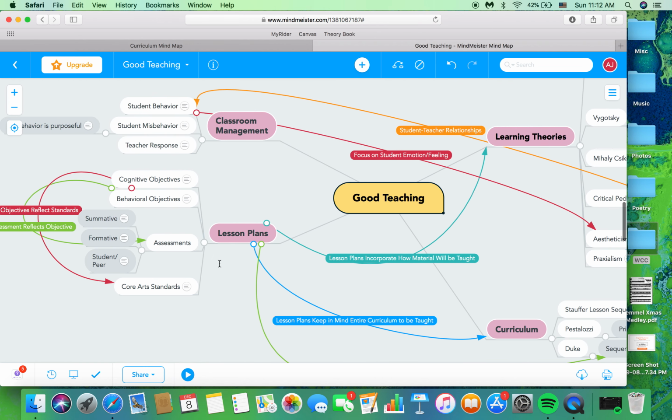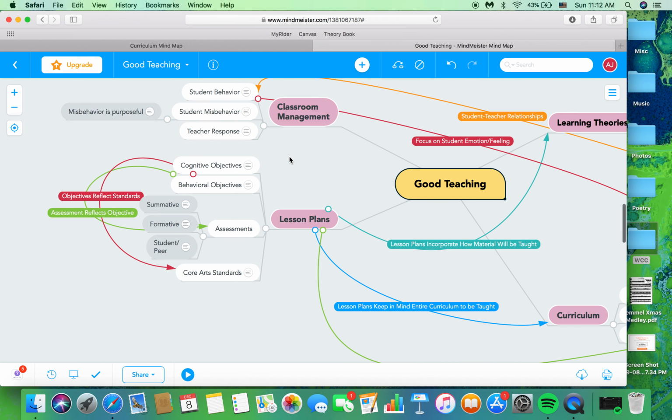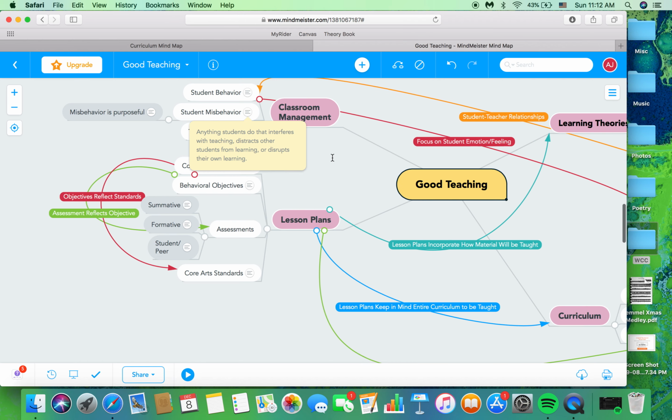So moving on to classroom management, we have student behavior and we have student misbehavior, and I have under here what those are. And I also included how misbehavior is purposeful and the different things that students seem to seek from it, like attention and power. So I have those there also. And then I also included the teacher response and what are some typical ways that the teacher can respond to misbehavior, and even good behavior and wanted behavior.